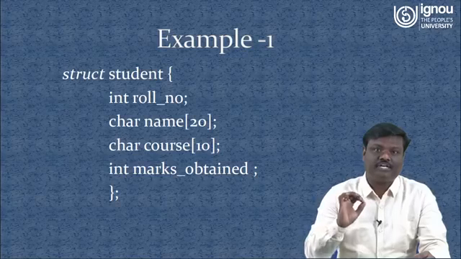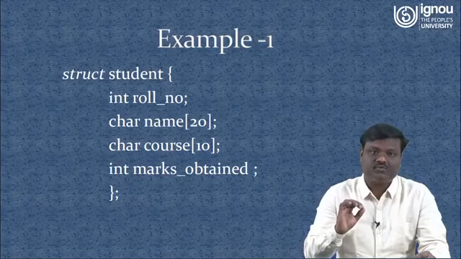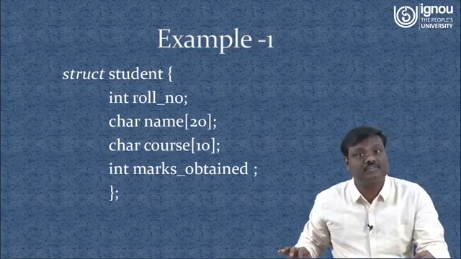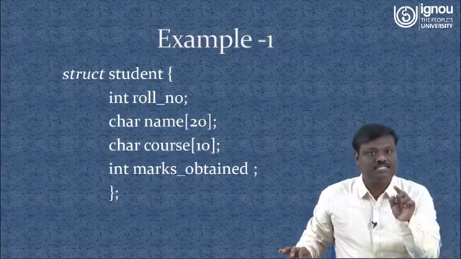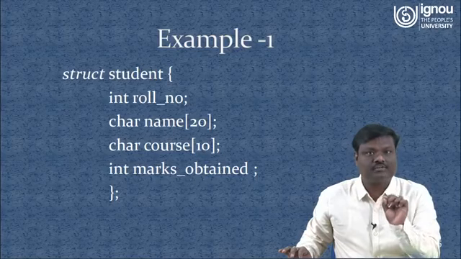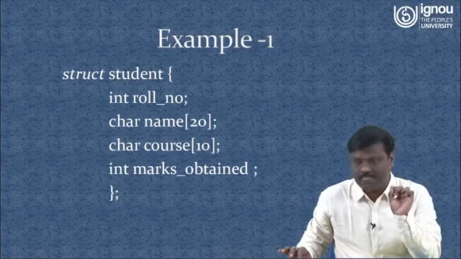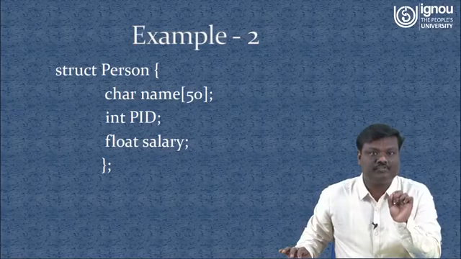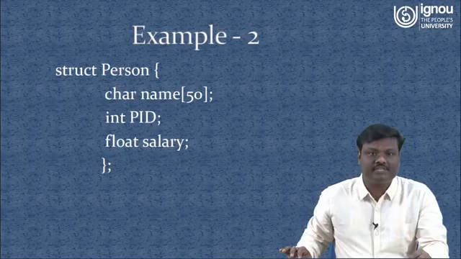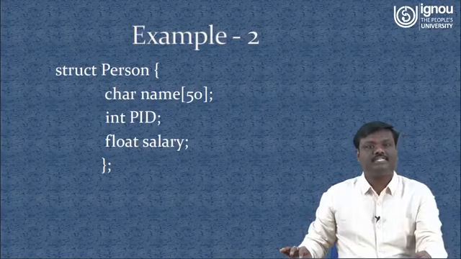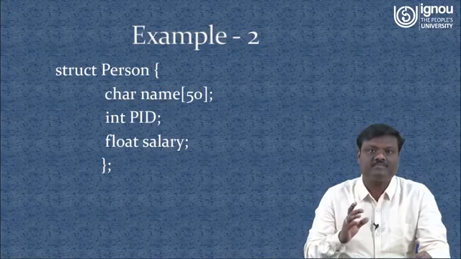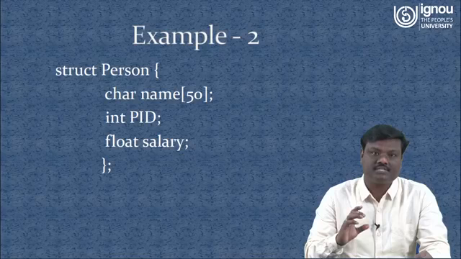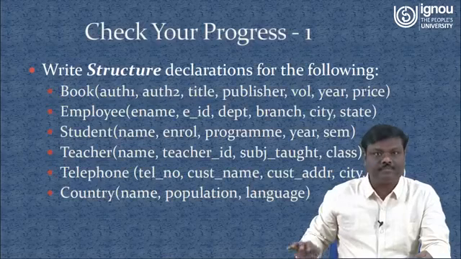So for each and every data type you count the size, and then you sum it up, and that is the space occupied by each and every structure variable whenever you declare. So this is just a blueprint, and I will follow it with the declaration of the variables also. Just see, this is an example: struct person, character name of 50, some personal identification that is declared as integer, then salary, float. Likewise, as many data items or members as you want, you can put inside the structure with appropriate data types.